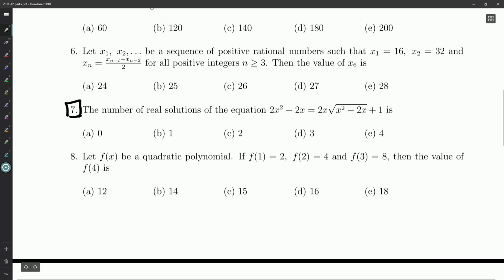Okay? So, the number of real solutions to the equation 2x squared minus 2x equals 2x times the square root of x squared minus 2x plus 1 is... Oh, I don't like square roots in my polynomials. All right, so what can we do? How can we get rid of that square root? I don't like that square root.